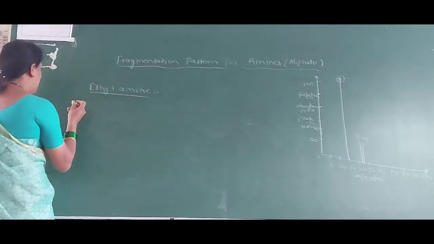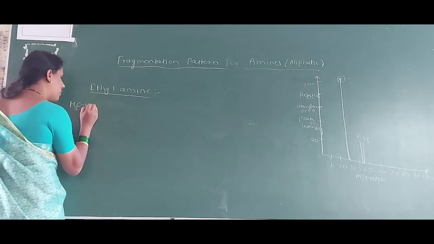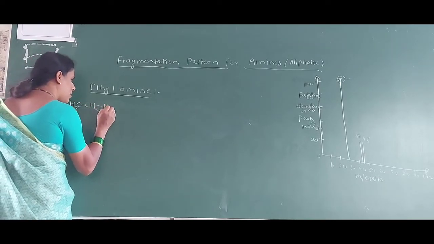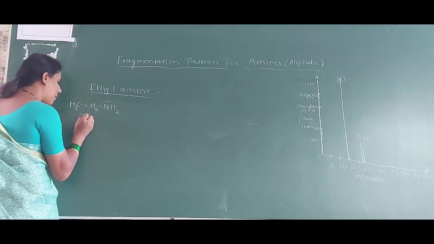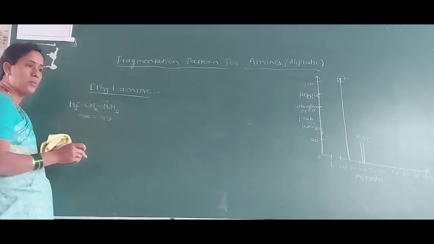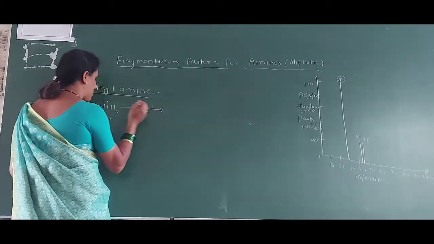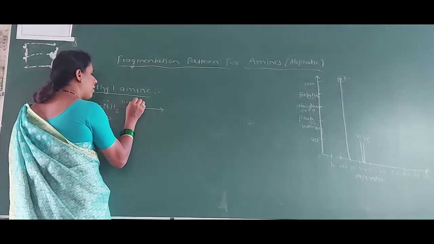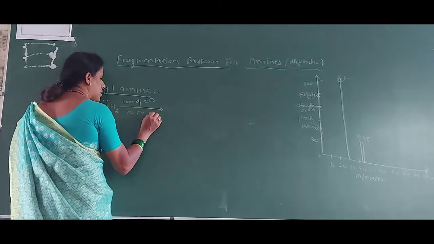In case of ethylamine, here CH3, CH2, NH2. Two pairs of electrons here. MW is equal to what? What is the value? That is equal to 45. Now we have to bombard these electrons. Bombardment of electrons with 70 electron volt energy.